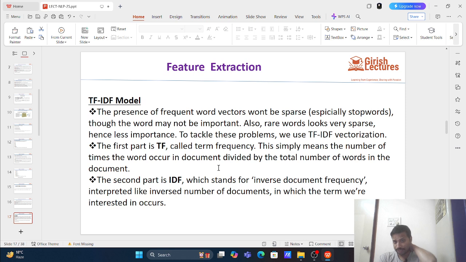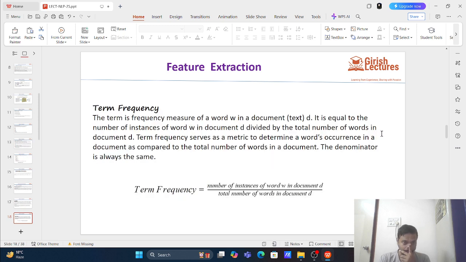So first we will be calculating the term frequency. The term frequency will be the number of times a word occurs in your document divided by the total number of words in your document. And the second part is your inverse document frequency. So we'll see how they work. First we'll identify what term frequency is.